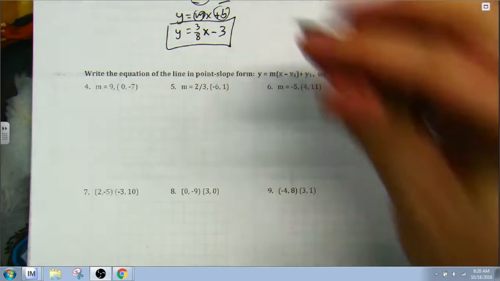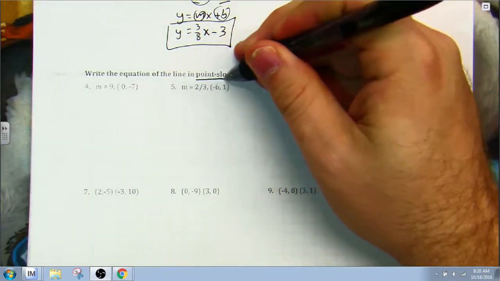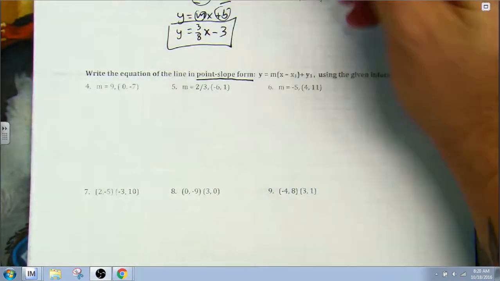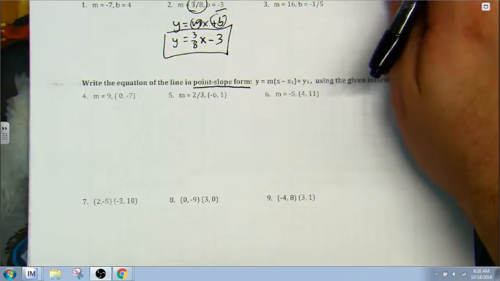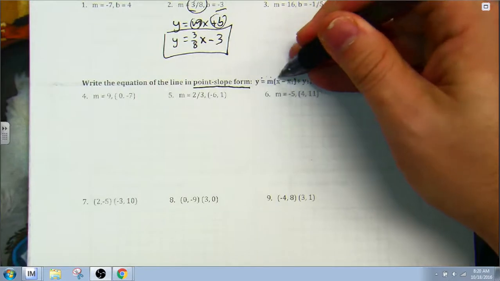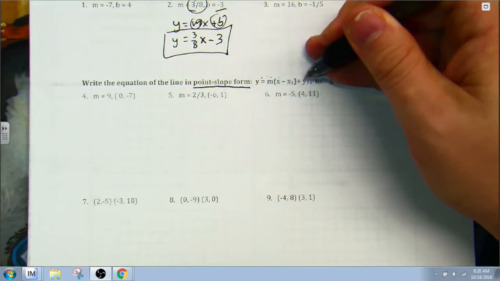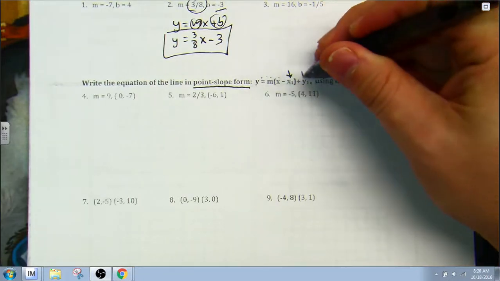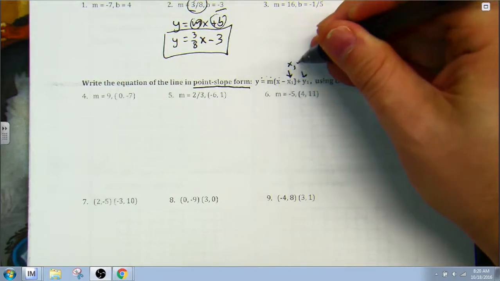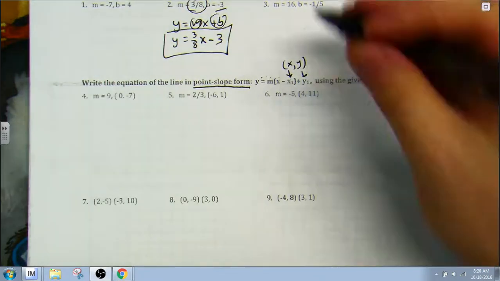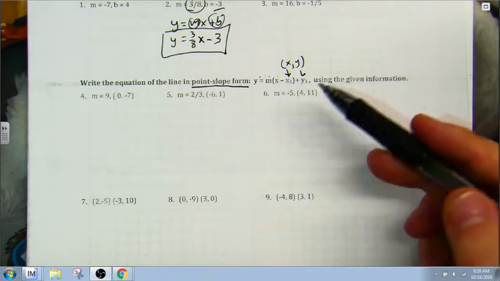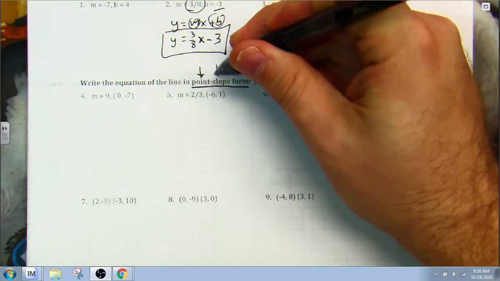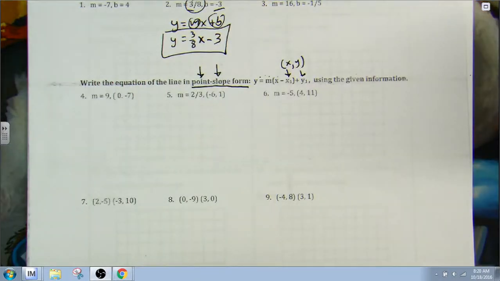It gives us a different form. It's called point-slope form. Now this is different than the slope-intercept form that we've used before. In point-slope form, what we have is y equals m(x minus x1) plus y1, where x1 and y1 are a point (x, y). So what we need for this is, instead of needing the y-intercept, if we have the slope and a point, that's why it's called point-slope form. We're not very creative. We can now construct an equation.